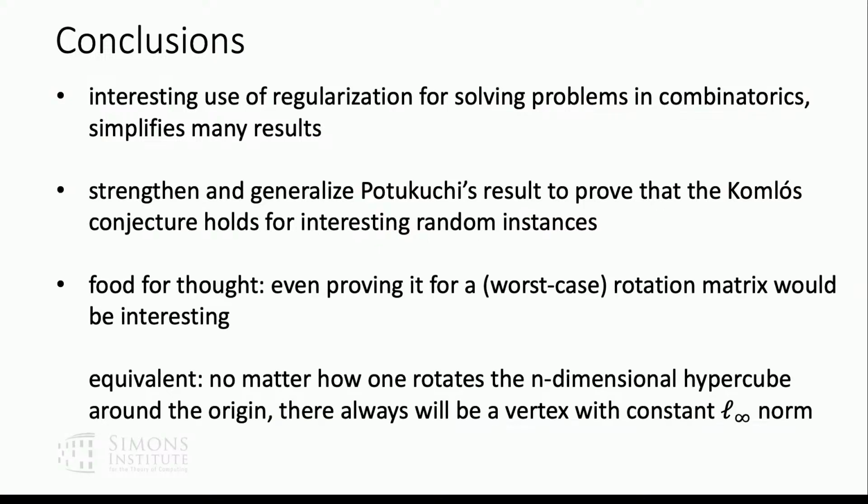And there's some interesting food for thought, which is trying to prove something about worst case instances, not random. We have these very structured worst case instances, just some fixed rotation, which has a very nice geometric statement. Basically it says that no matter how you rotate an n-dimensional hypercube, you're always going to have a vertex that's close to the origin in L infinity norm. So if you manage to prove that, that'd be huge progress. So yeah, that's about it for now.